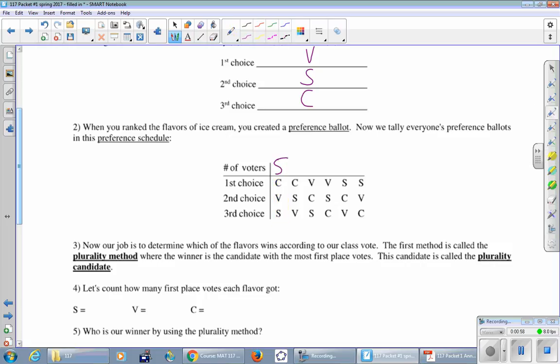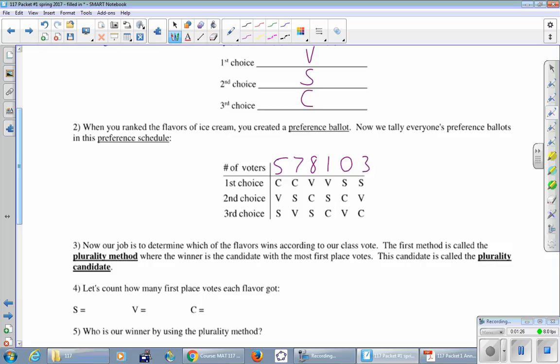Next column, chocolate first, strawberry second, vanilla third. I count 7 hands. Next column, vanilla, then chocolate, then strawberry. That's 8 people. Next column, vanilla, strawberry, and chocolate. I see no hands going up, so I'm going to count my ballot only. Strawberry, then chocolate, vanilla. I don't see any hands there. And then finally, strawberry, vanilla, and chocolate.